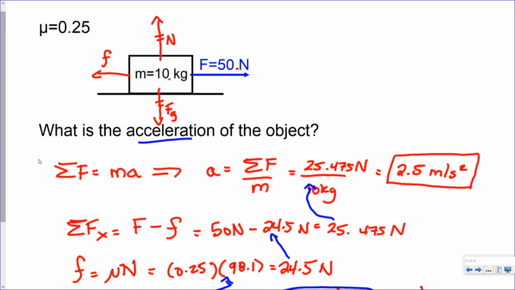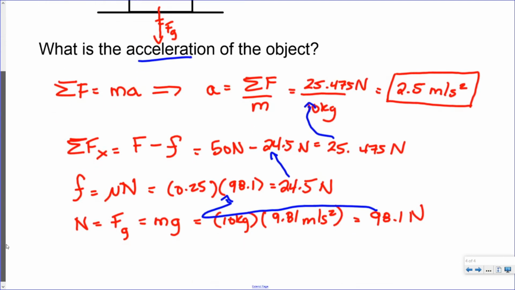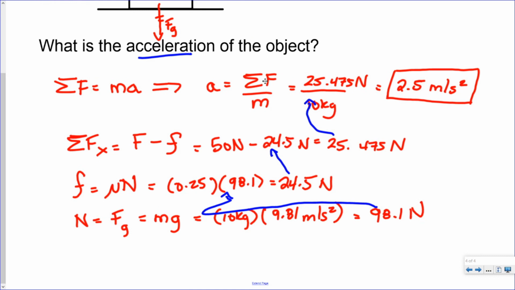So you can really see it's really important to set up your diagram and then choose whether you're using Newton's first or Newton's second or both, because everything flows from that. Once we decided it was Newton's second, we figured we needed to find this by doing this step. In order to do this, we needed to do this step. In order to do this, we needed to do this step. And it all hinged on whether we put in all of our forces correctly or not.